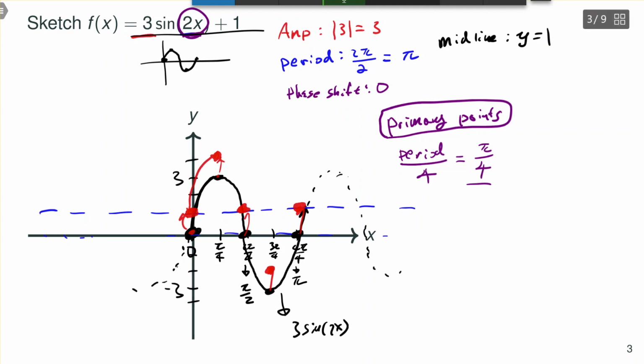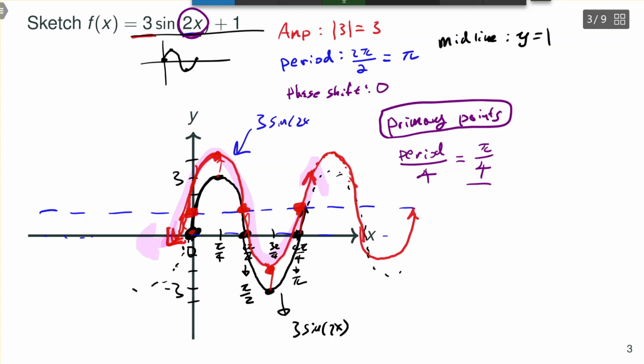So now we connect this like that. And again, make sure to draw an arrow to show that the graph is repeating. You can always just draw more, like I'm doing here. It's repeating, but it's important to draw an arrow. So the final graph is, let me highlight it, right here. This is the final answer. Usually you can draw 1 or 2 periods, but we need to draw at least 1 period. So this right here is 3 sine 2x plus 1.